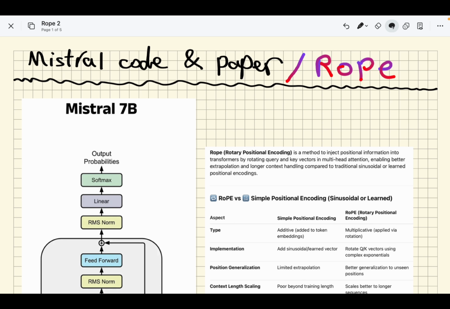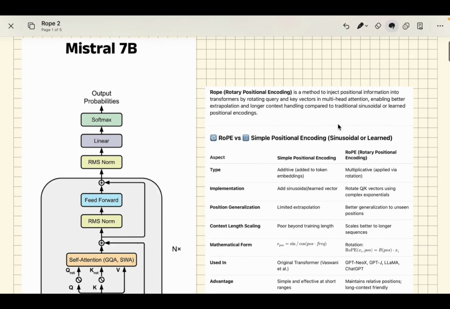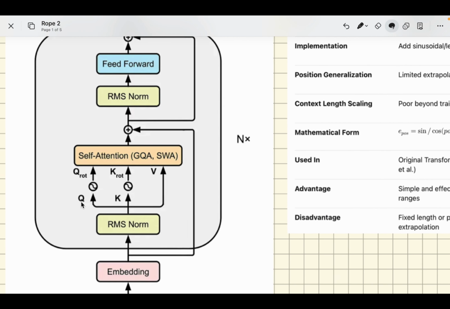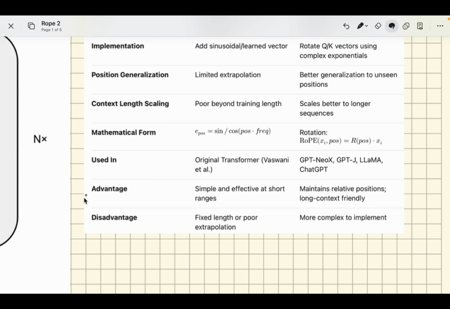Okay, now in this section I'm going to talk about the positional encoding of Mistral, which is called RoPE, or Rotary Positional Encoding. As you can see, it is right here in the architecture, just these little circular symbols, and what will happen is we will apply them on top of the query and key. But let's see what they are and how they work.